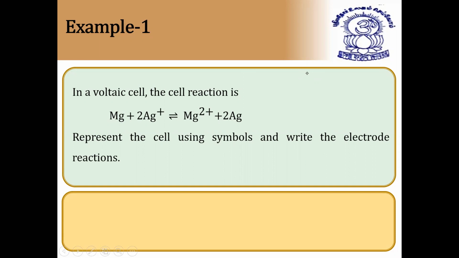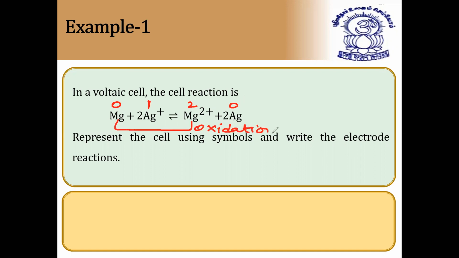In the voltaic cell, the cell reaction is given like this: Mg plus 2Ag+ gives rise to Mg2+ plus 2Ag. Represent the cell using symbols and write the electrode reactions. Simple it is. Just we have to write the galvanic cell representation. From the equation, we can say the oxidation state of magnesium is 0 because the oxidation state of a single element is always 0, and it is changing to plus 2. And silver plus 1 is changing to 0. So this is called the voltaic cell reaction. Magnesium is undergoing oxidation and silver is undergoing reduction. So oxidation should be written on the left hand side and reduction on the right hand side, with concentrations.